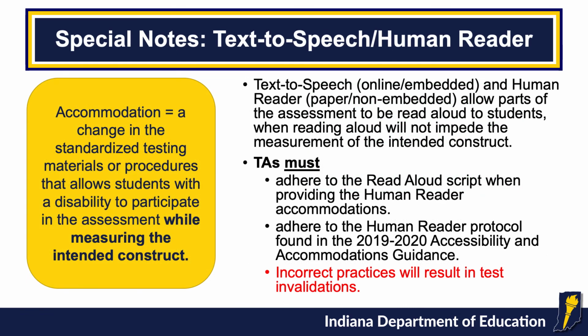The text-to-speech and human reader accommodations meet the same student need. However, human reader requires individualized testing. Text-to-speech is provided with online assessments, and the human reader is provided with paper tests. Remember that an accommodation is an alteration in the standardized testing materials or procedures that allows students with a disability to participate in the assessment while still measuring the intended construct. Because of this, only portions of the assessment are read aloud to students. The assessment must also be read aloud in a standardized fashion.